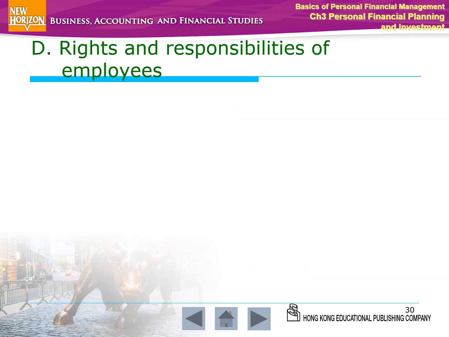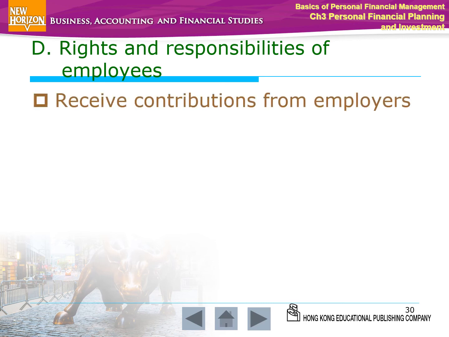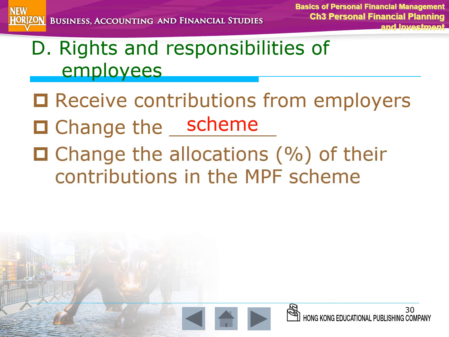What are the rights and responsibilities of employees? Just like you. You, as an employee, can receive contributions from employers. It is your right. Second, you can change your scheme. That means if you don't like the return of the current scheme provided by one company, you can change the scheme from this company to another company, trying to get a better return. Third, you can change the allocations of the contributions in the MPF scheme, your contribution, okay? That means you will contribute 5% out of your income, subject to the maximum of $30,000. You may change allocations of your contribution.